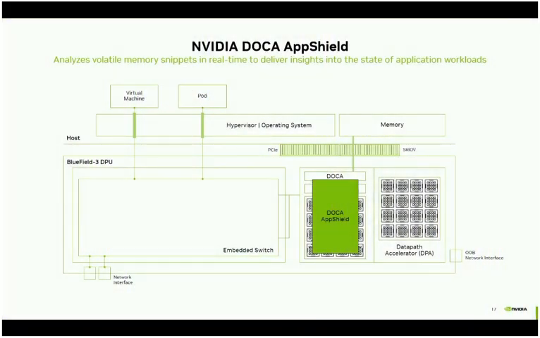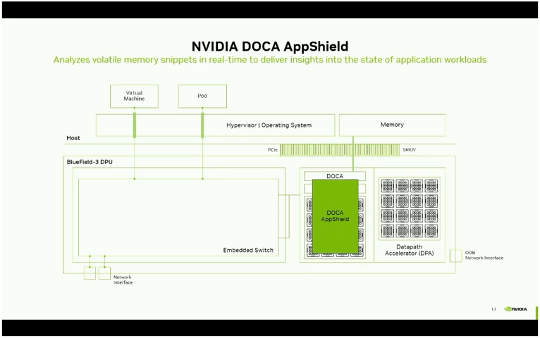But one of the more interesting technologies that we have developed in recent years is called DOCA AppShield. DOCA AppShield is really a unique technology. It's something that we have developed in-house. This card is a PCI device, which means that we have direct memory access. And the idea that we had was, okay, if we have direct memory access, can we actually perform real-time memory forensics?